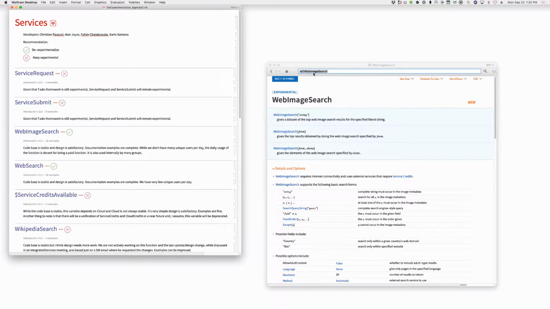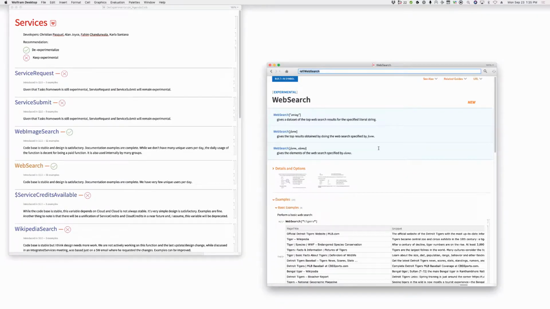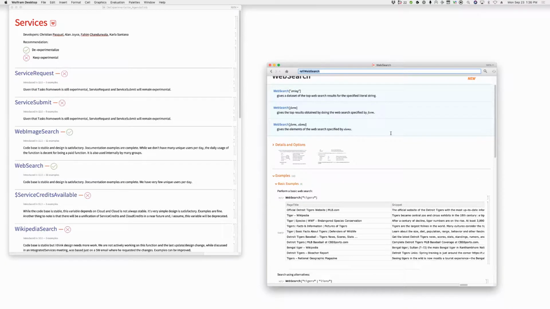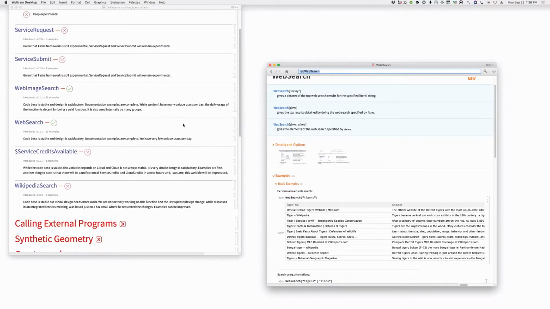WebSearch, I think I feel the same way about, although I don't know how much people, how much. You know, a separate issue is we have some dependency on external vendors for these things at this time. That will probably continue for WebSearch. It might not continue for WebImageSearch. Well, let me look at what else you're proposing here.